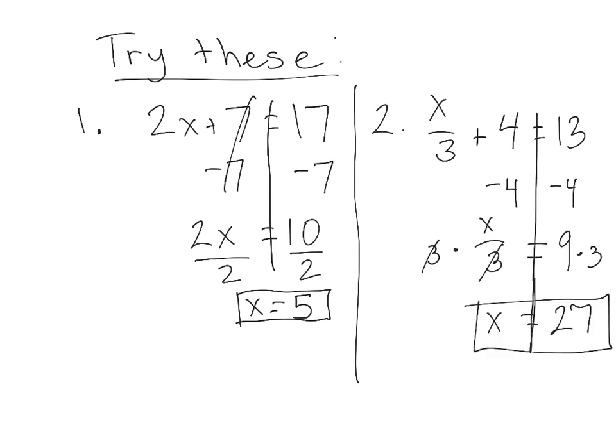Now you can check your work on the second question. On this problem, you should have moved the 4 first, because when we move that 4, it's going to undo add 4, and we can undo that by subtracting. 13 subtract 4 makes 9. Then I can undo my divide 3 by multiplying by 3 to both sides. And 9 multiplied 3 gives my answer of 27.